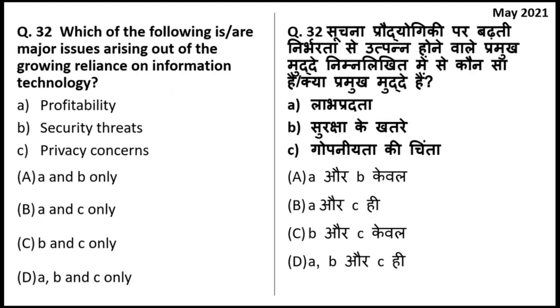Which of the following is a major issue arising out of growing reliance on information technology? Yes, security threats are increasing. There are cyber attacks also. Now there are hackers who are able to get money from your bank account. So security threat is there. Also, there is privacy concern. There are people who can misuse the photos that we put on social media. So privacy concern is there, but profitability issue is not there with IT. So here in this question, the major issues are only B and C.